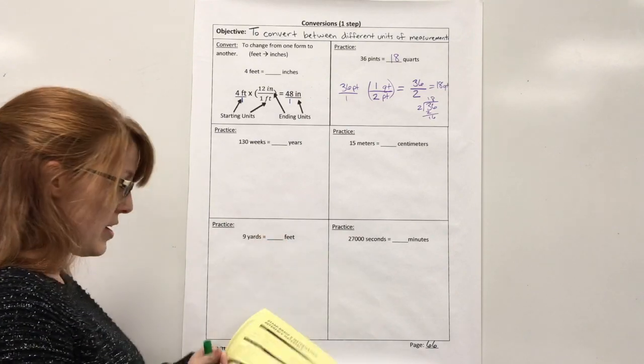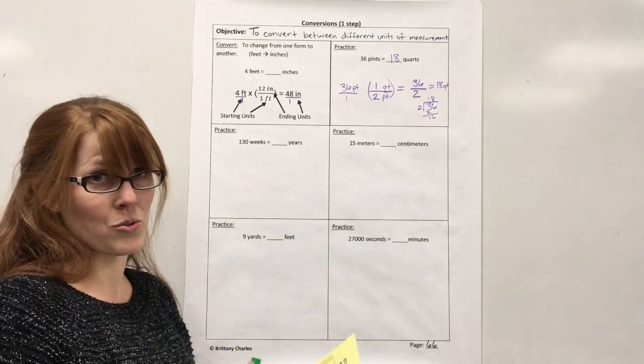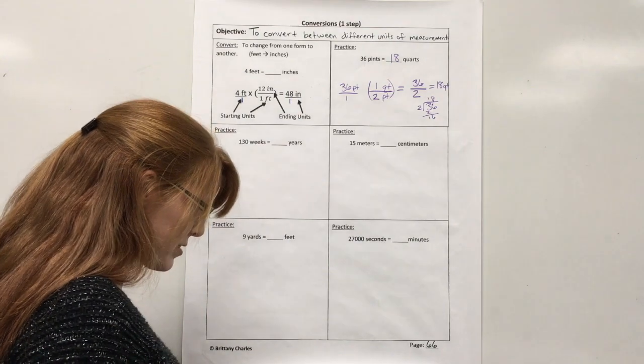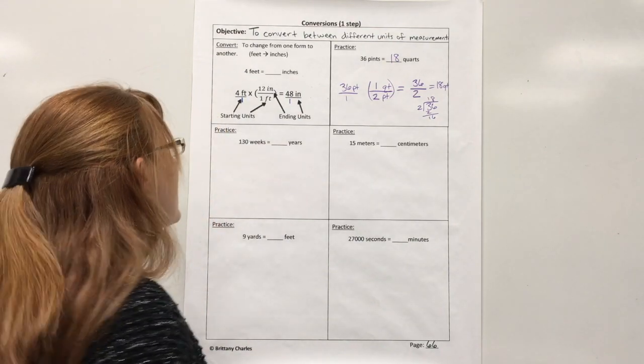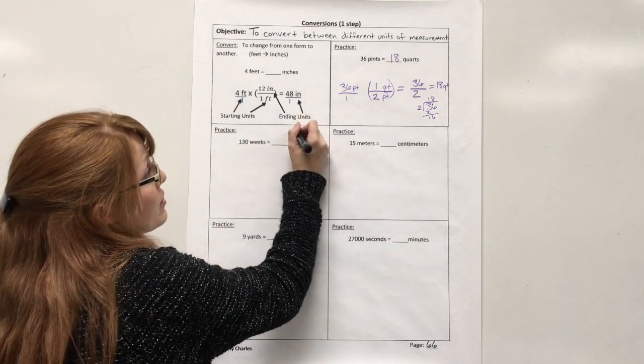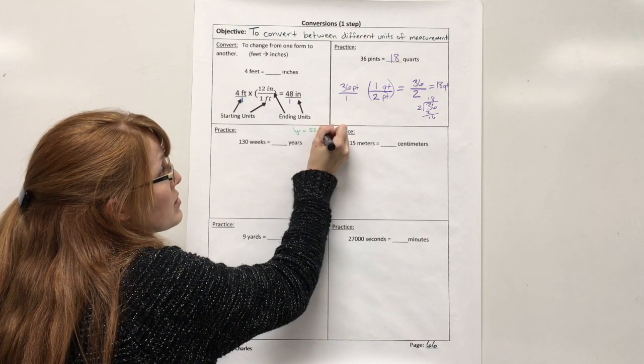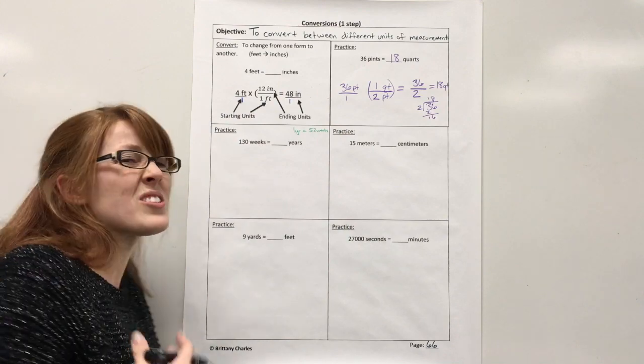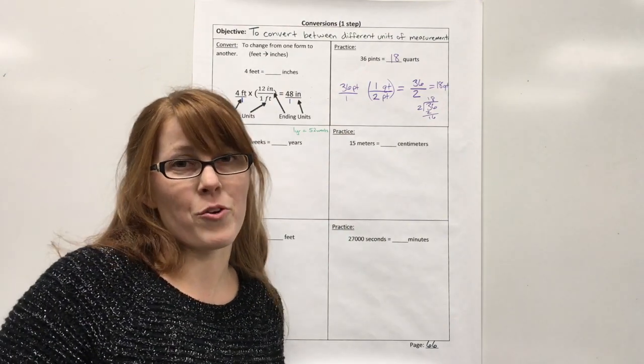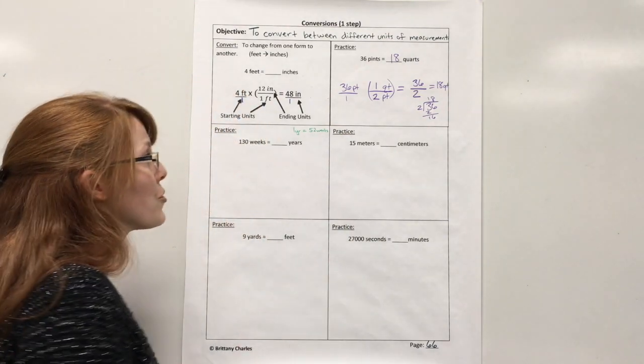So first of all, this isn't on your chart, so this is one thing that I would memorize just in case you need it. 1 year is equal to 52 weeks. That used to be on the chart that they provided for you, but it's not anymore. So I would just know that.